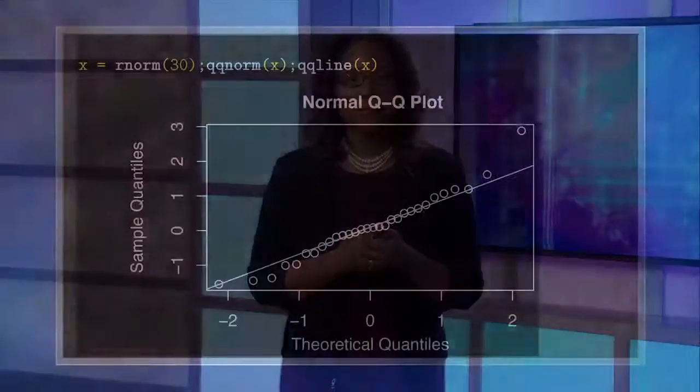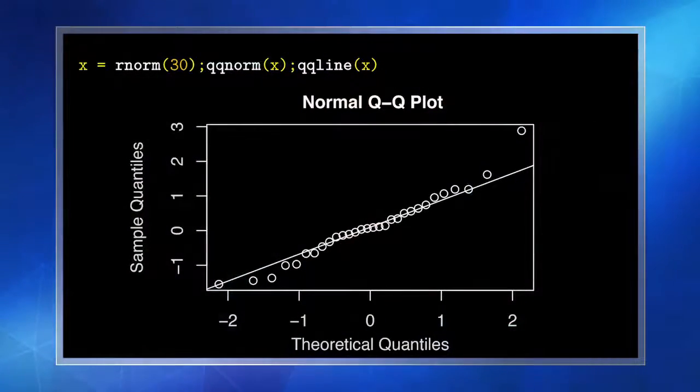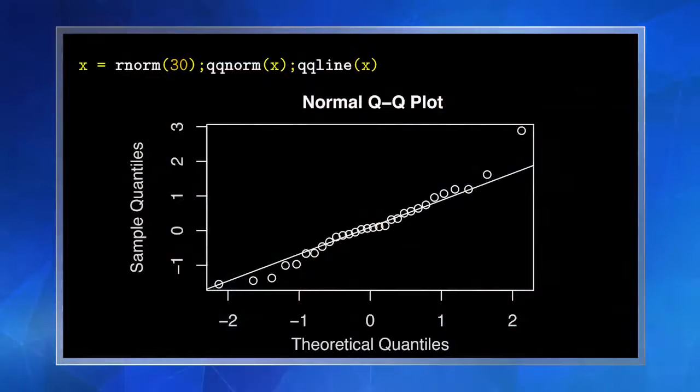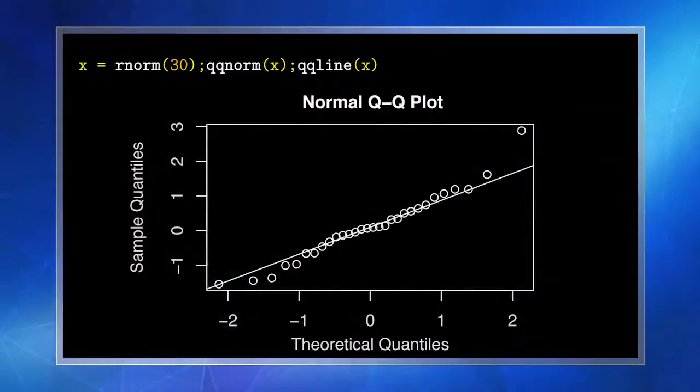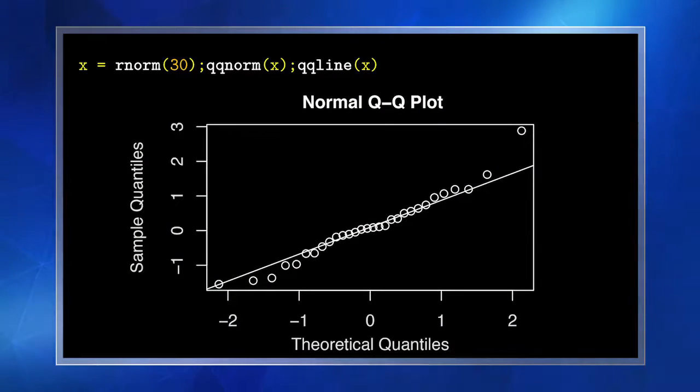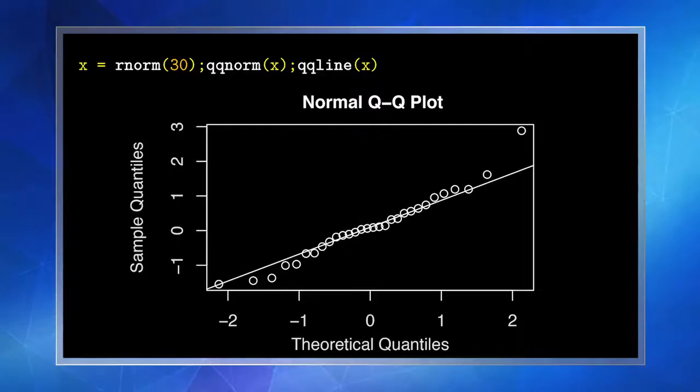What if we had a smaller sample size of data that we knew was normally distributed? So now we're simulating random normal and doing a QQ norm on a size of 30 points and adding a QQ line to that. Here I want you to see that there's still some variability in the data, even though we're simulating it from a normal distribution.